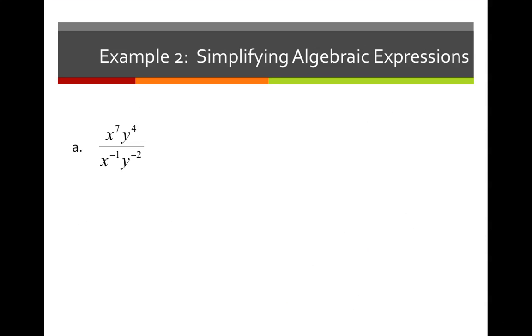All right, example 2. Now we're simplifying algebraic expressions. So now we have variables involved as well as numbers. So in this case, we have x to the 7th, y to the 4th, over x to the negative 1, y to the negative 2.